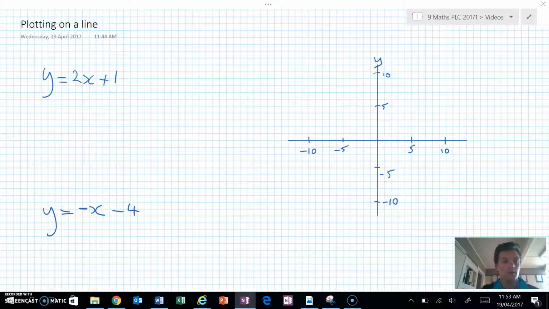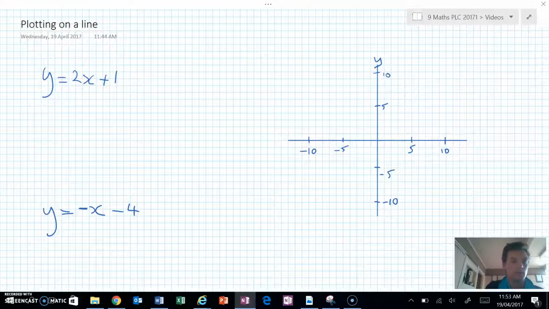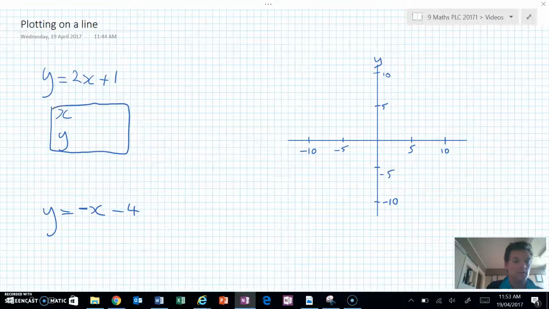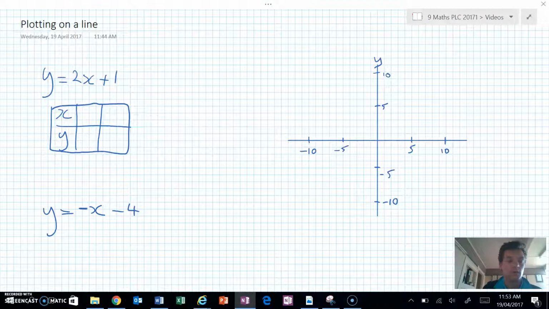Okay, so today we're going to be able to plot a line just using 2 points. So we're going to take the equation y equals 2x plus 1. We're going to just draw up a small box where we can allocate some values into those, similar to what we've done in the past. And we're just going to allocate 2 values to x, and we can pick any 2 values we like. I'm going to choose -2 and 3.